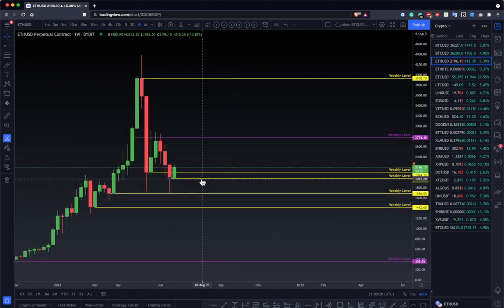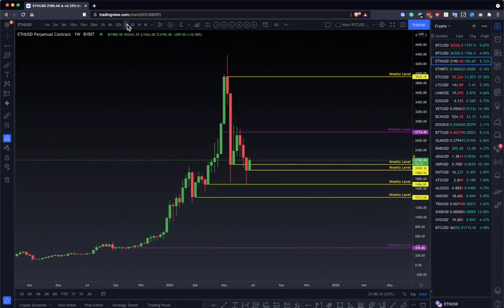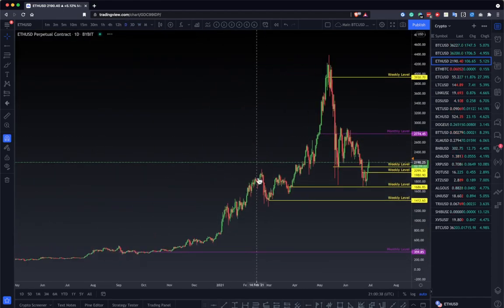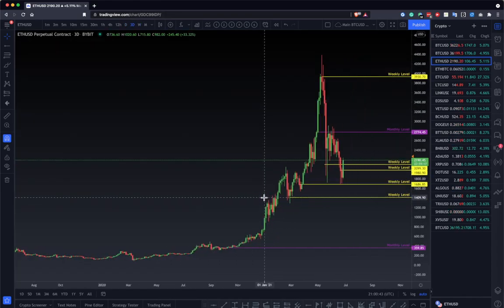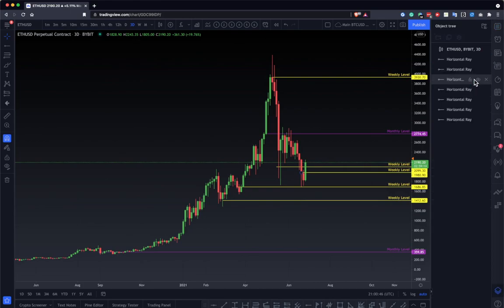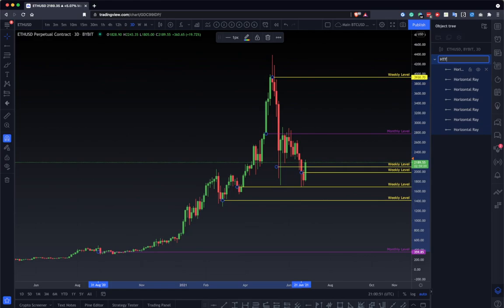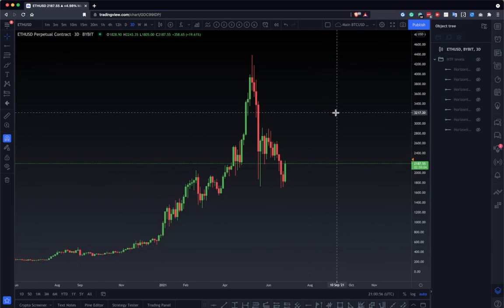So you have another range going on here, but it can be a range. It looks more to be like a range than a break. So let's go to a daily time frame and see what happened on Ethereum. So yeah, let's go to the 3 day chart. If we simply put them under the high time frame levels and hide them for now.